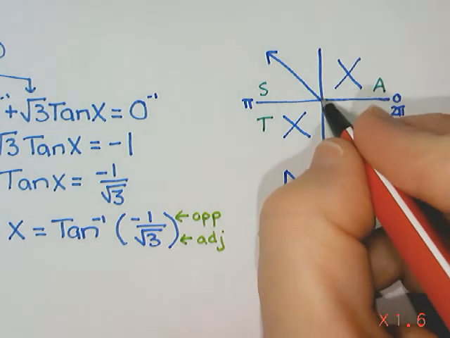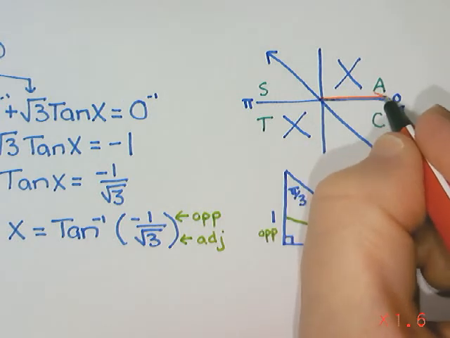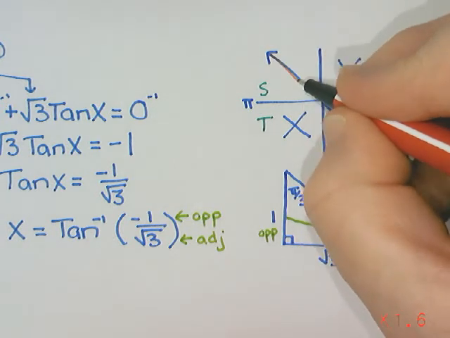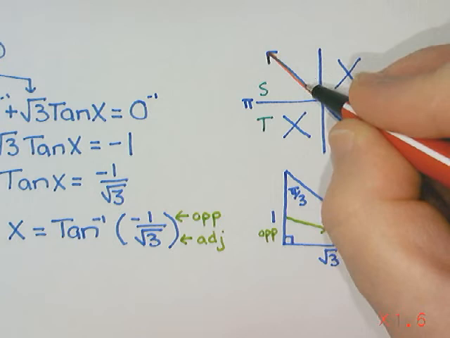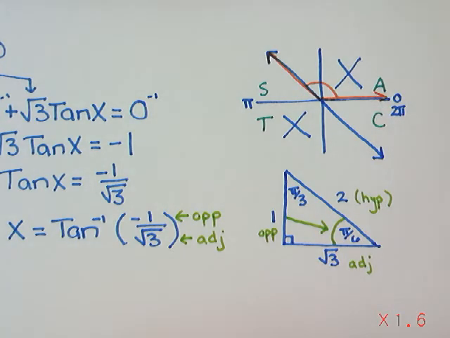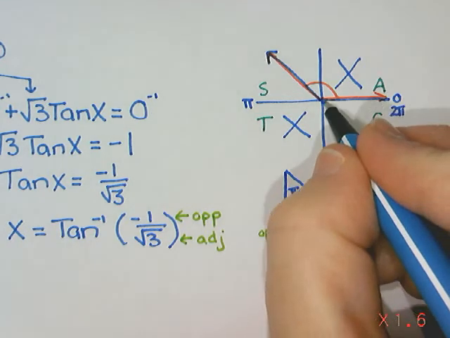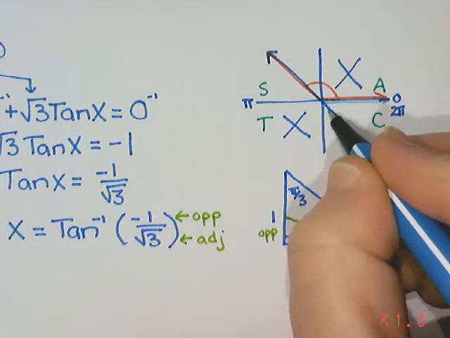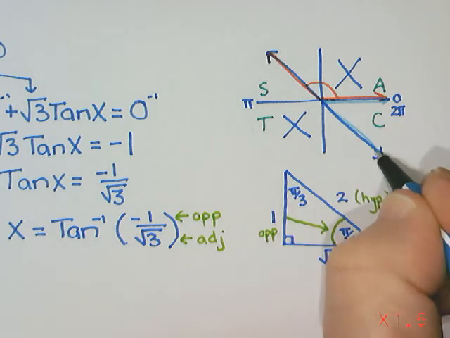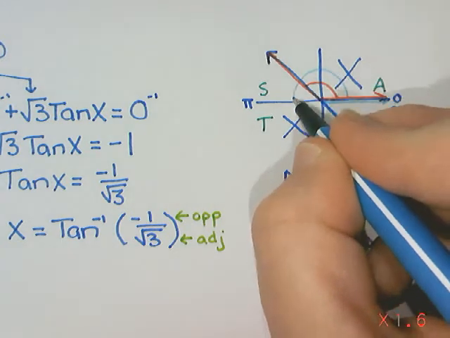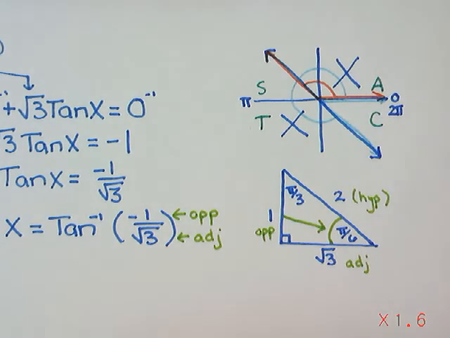Option number 1 would start at 0, like all angles do, and end here in quadrant number 2. That would be one possibility. My second possibility is the one that starts at 0 and goes all the way around to quadrant number 4. So this big angle here is my second option.